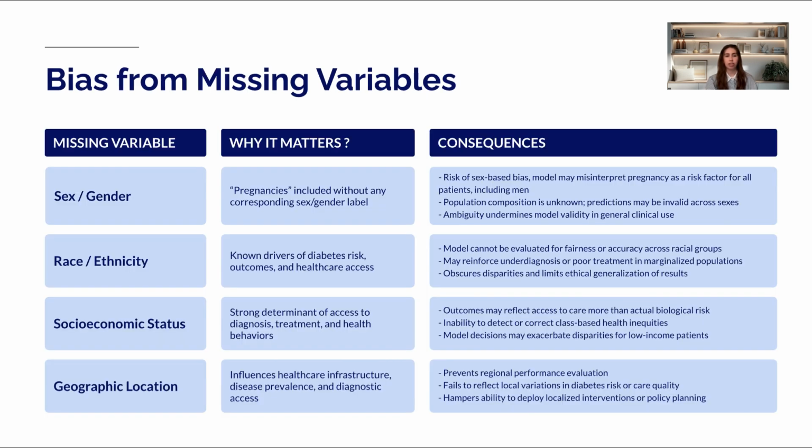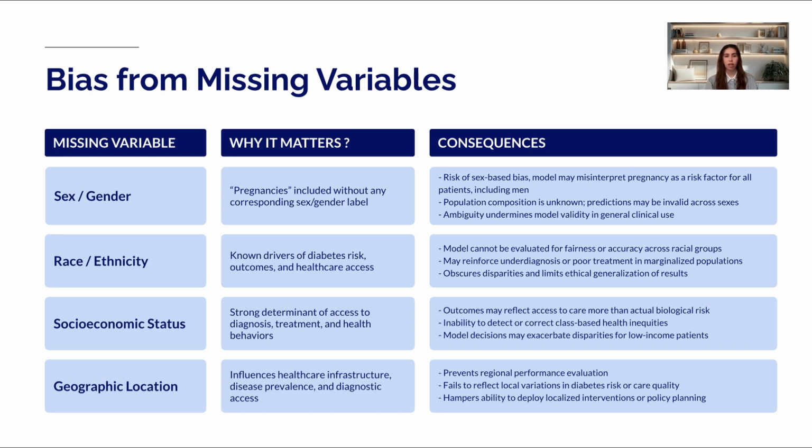This dataset has no information on sex, race, ethnicity, socioeconomic status, or geographic location, variables that are foundational to understanding health risks, outcomes, and disparities. Without them, we can't evaluate fairness. We can't compare accuracy across different groups. We cannot identify whether the model works equally well for everyone or disproportionately fails some without us knowing.